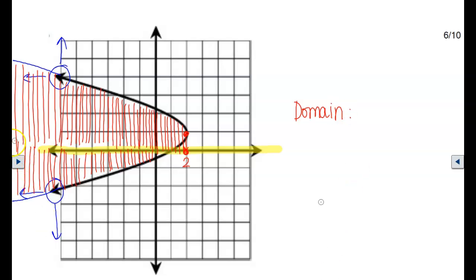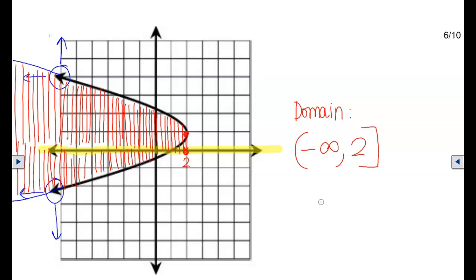So when I go to write the domain for this graph, work left to right. On the left, we're going forever, so that would be negative infinity for the domain. And on the right, we stop at 2. The negative infinity would get parentheses because x can't be equal to infinity. The 2 this time, there was no open circle there, so the 2 would get a bracket.